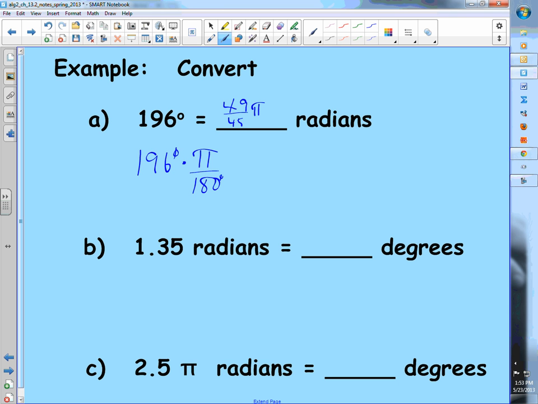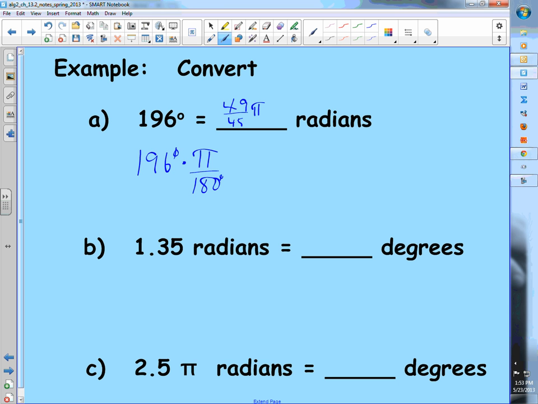So again, you don't need to write the word radians typically when you talk about an angle measurement, but when we're doing a conversion, you're going to want to do that. Okay?